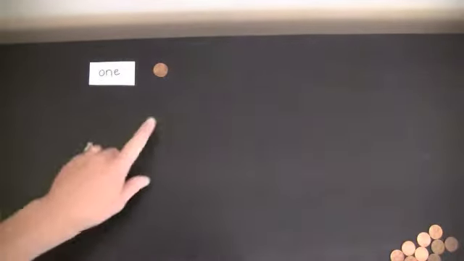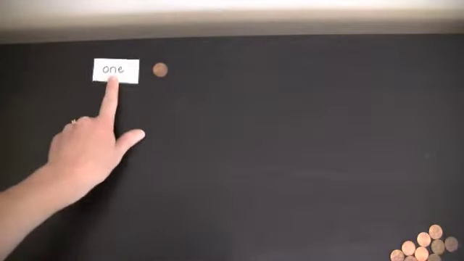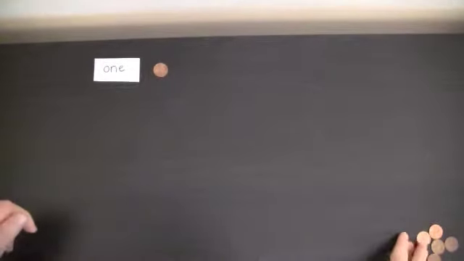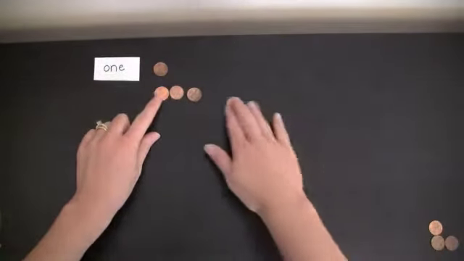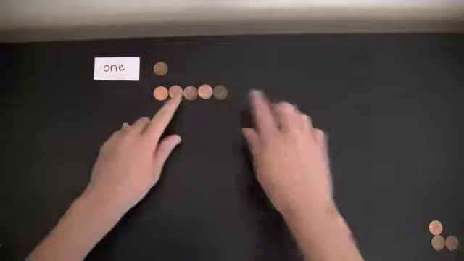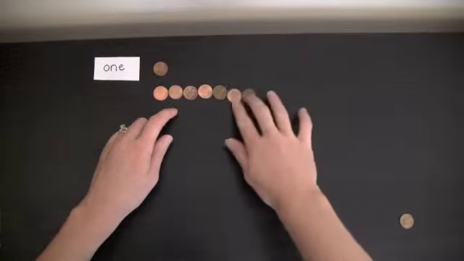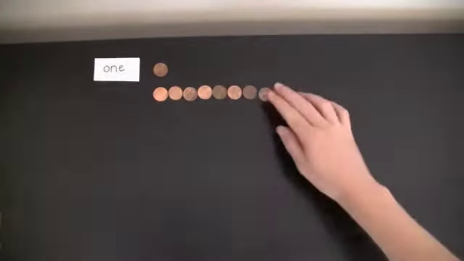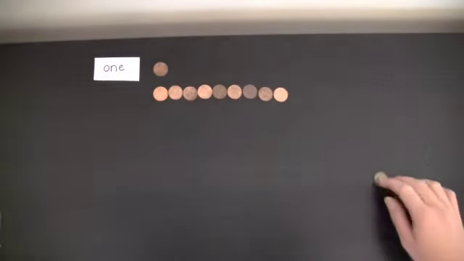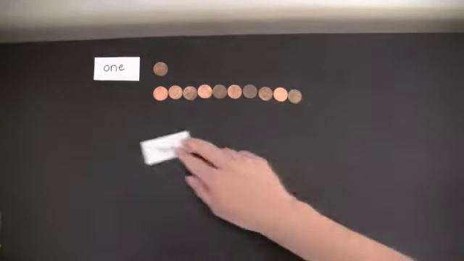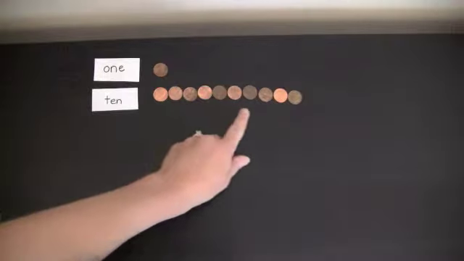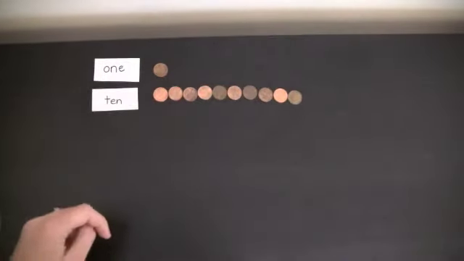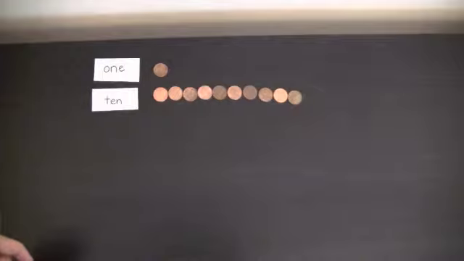Now we're going to start with 1 penny. 1 penny shows us 1. Now I'm going to create a row of 10 pennies. 1, 2, 3, 4, 5, 6, 7, 8, 9, 10. You can see here the difference between 1 and 10. 10 is 10 times longer than 1. That's quite a big difference.